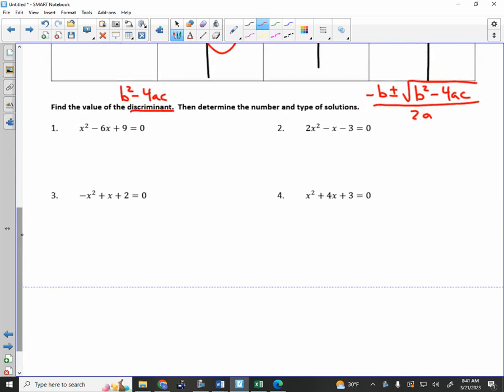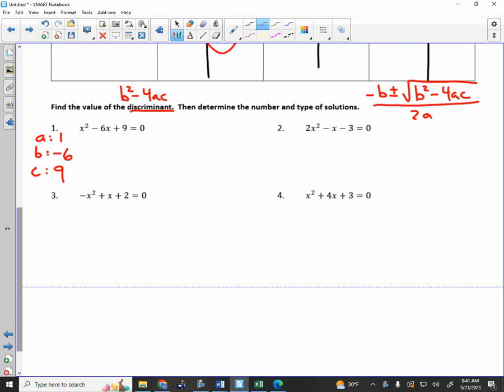It says find the value of the discriminant and determine the number and types of solutions that it has. So A is the number in front of x squared. What's the number in front of x squared? 1. B is the number in front of x: negative 6. And then C is the constant, the number that doesn't have any variable attached to it. So we just have 9.